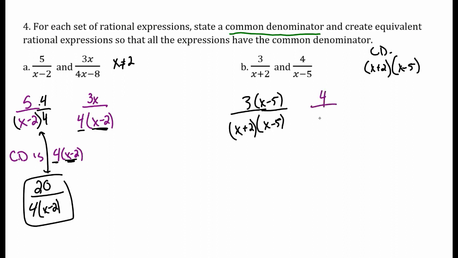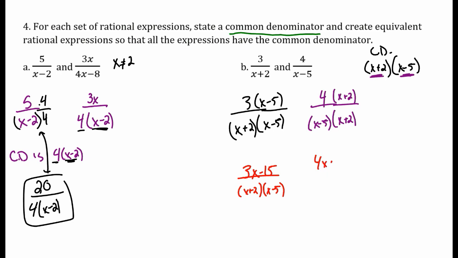The second one already has the x minus 5, so I'm going to stick in that factor of x plus 2. We're getting a common denominator here because that's how we're going to work with rational expressions in these future lessons. So we've got the common denominator here. Everyone's got an x plus 2, and everyone now has an x minus 5. If we distribute, we get 3x minus 15 over x plus 2 times x minus 5, and 4x plus 8 over x minus 5 and x plus 2. So we get a common denominator by making sure both expressions have the same factors in the denominator.